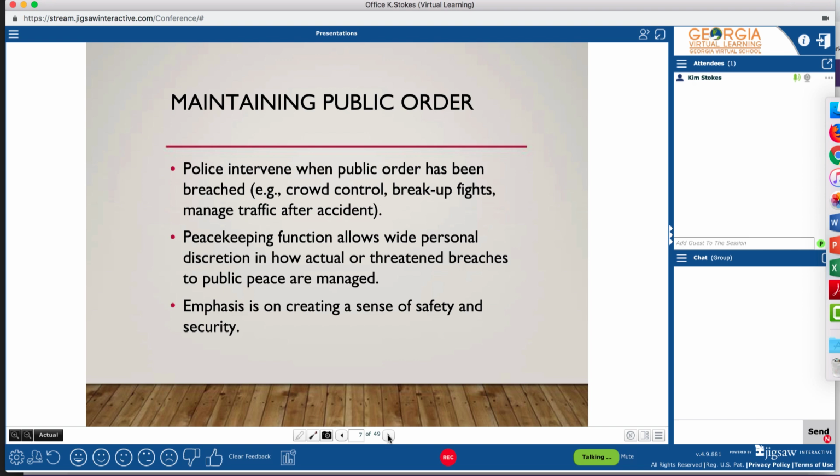They have a peacekeeping function that allows for personal discretion in how actual or threatened breaches to public peace are managed. And they have an emphasis on creating a sense of safety and security.